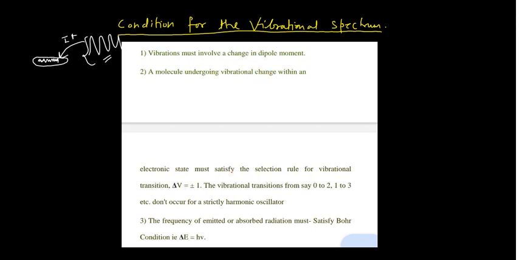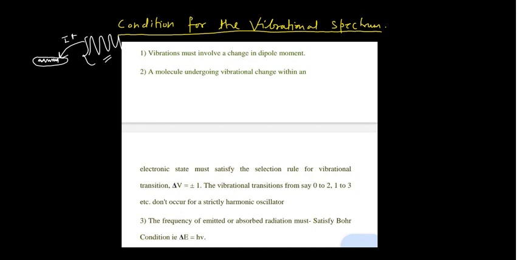And the next important thing you should know: a molecule undergoing vibrational change within an electronic state must satisfy the selection rule delta V equals plus or minus 1. V is the vibrational quantum number, and delta is the change in the vibrational quantum number. This selection rule comes from rigorous quantum mathematics; when we apply quantum mechanics to spectroscopy, we get these selection rules.